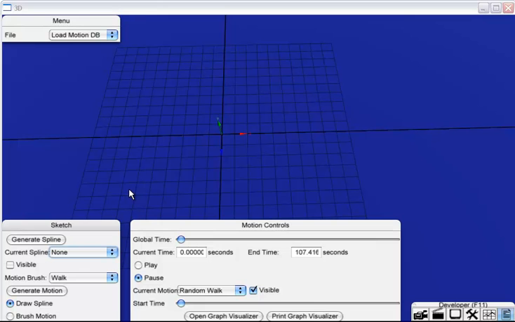Now that we've created a graph of motion fragments, we can begin creating paths. The user places control points of an interpolating spline and then generates a path for a motion to follow. If the user doesn't like the resulting path, they can edit the spline on the fly.